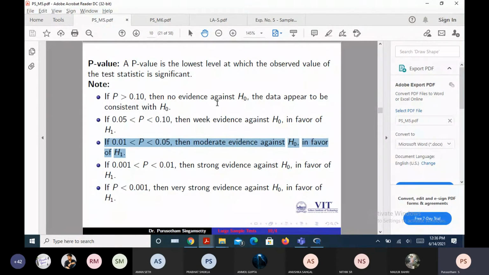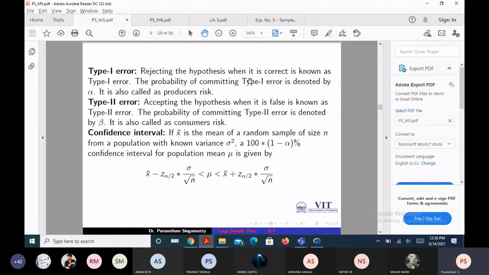What does it mean? It means that it is going to cause the type 1 error. Though it is correct, you are rejecting the null hypothesis. Rejecting the hypothesis when it is correct is known as type 1 error. Understood? So this part is clear.